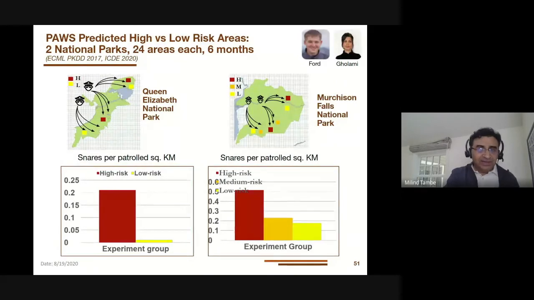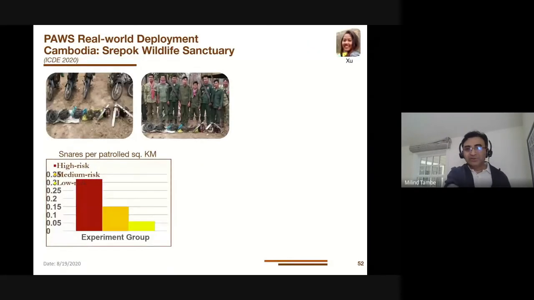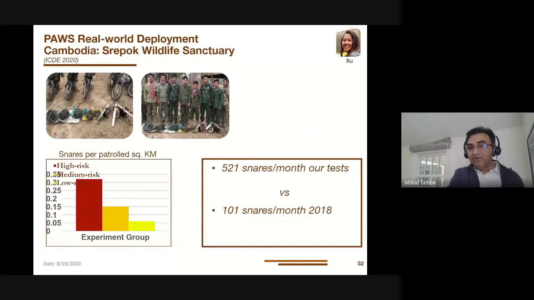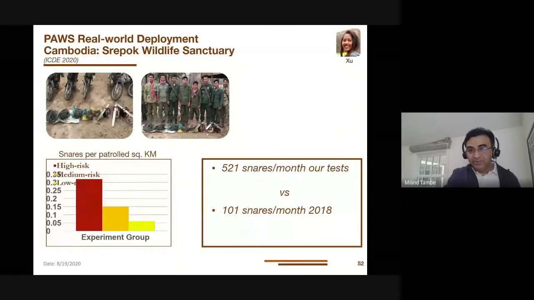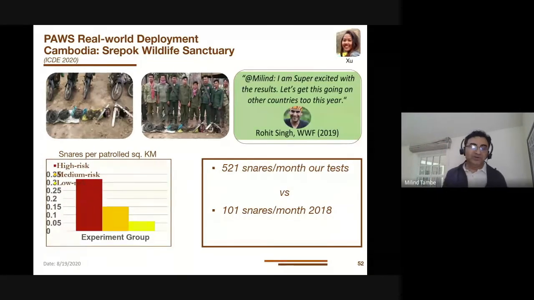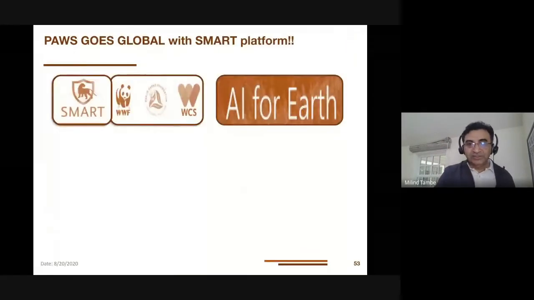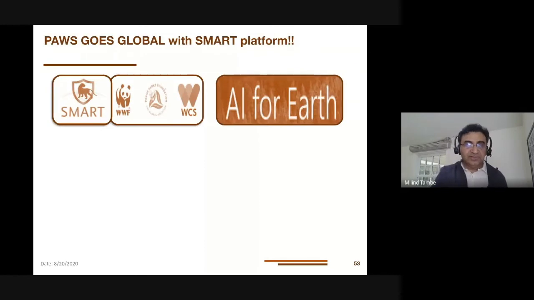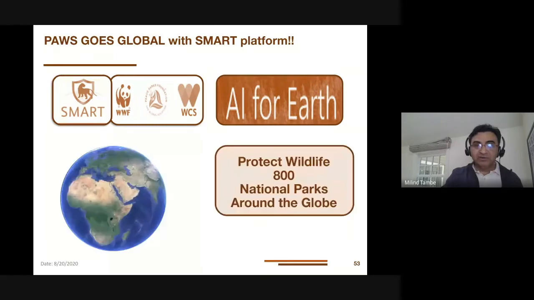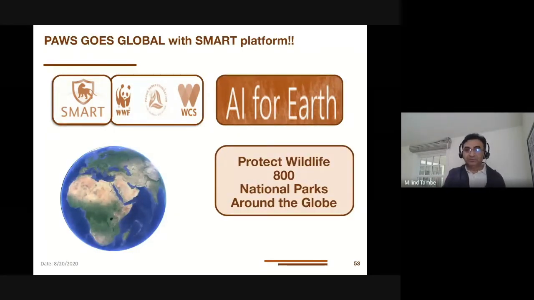This pattern was seen also in Cambodia. These are pictures from snares being found from these predictions. In fact, the number of snare captures jumped 5-fold in Cambodia. And here's Rohit Singh, head of WWF zero poaching efforts, saying, I'm super excited. Let's get going with other countries too. And so in collaboration with Microsoft's AI for Earth and the SMART platform, which is used by parks around the world, we have made our software available to 800 national parks around the globe. There's extensive testing going on. So this is super exciting in terms of seeing this machine learning tool go across the globe.